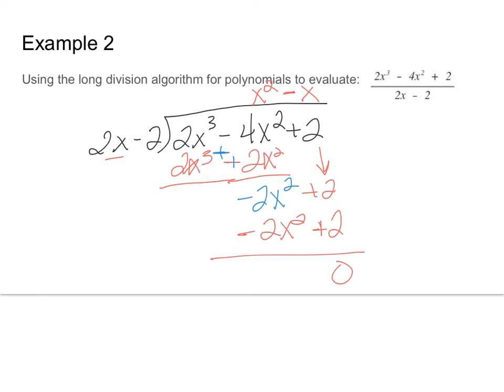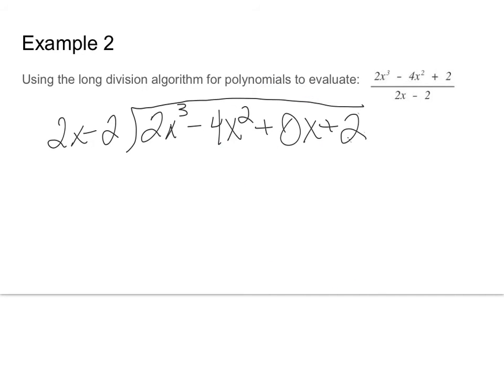I need to account for 0x plus 2. I need all of my terms: cubed, squared, first power, constant. So I'm going to push pause and erase this and start over. So you can just cross out your classwork and start over. Hold on a sec. Let's try this again.